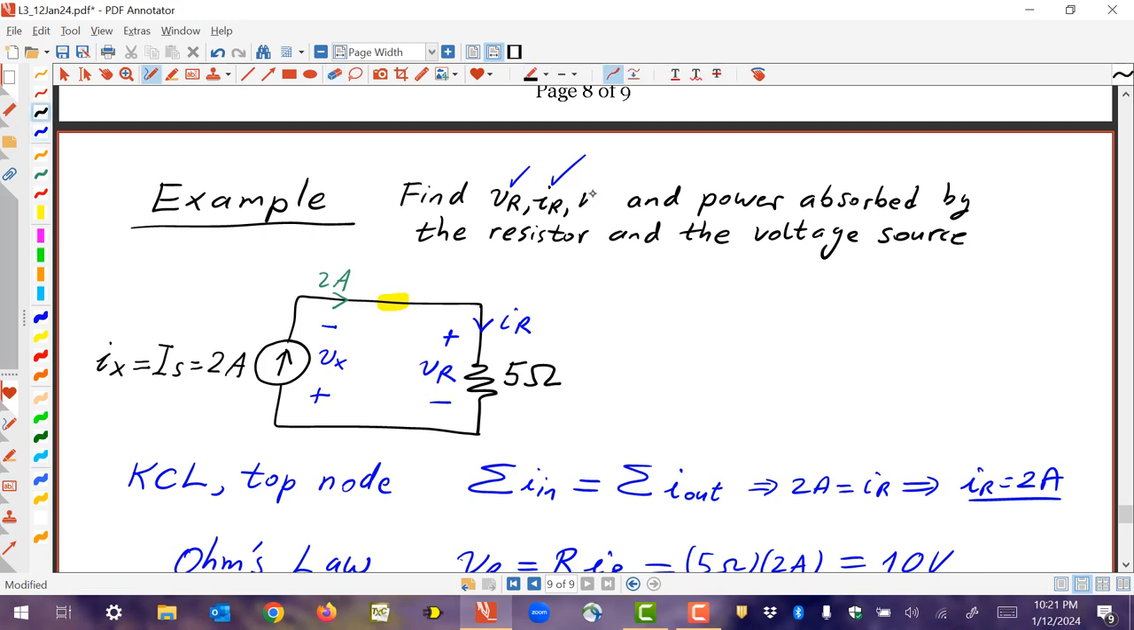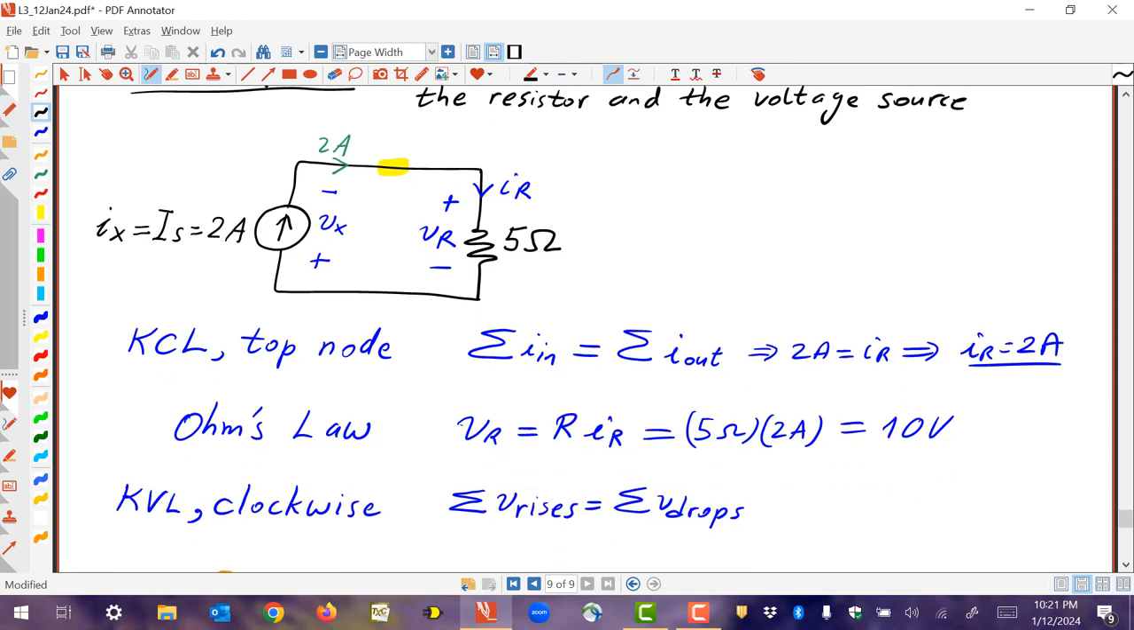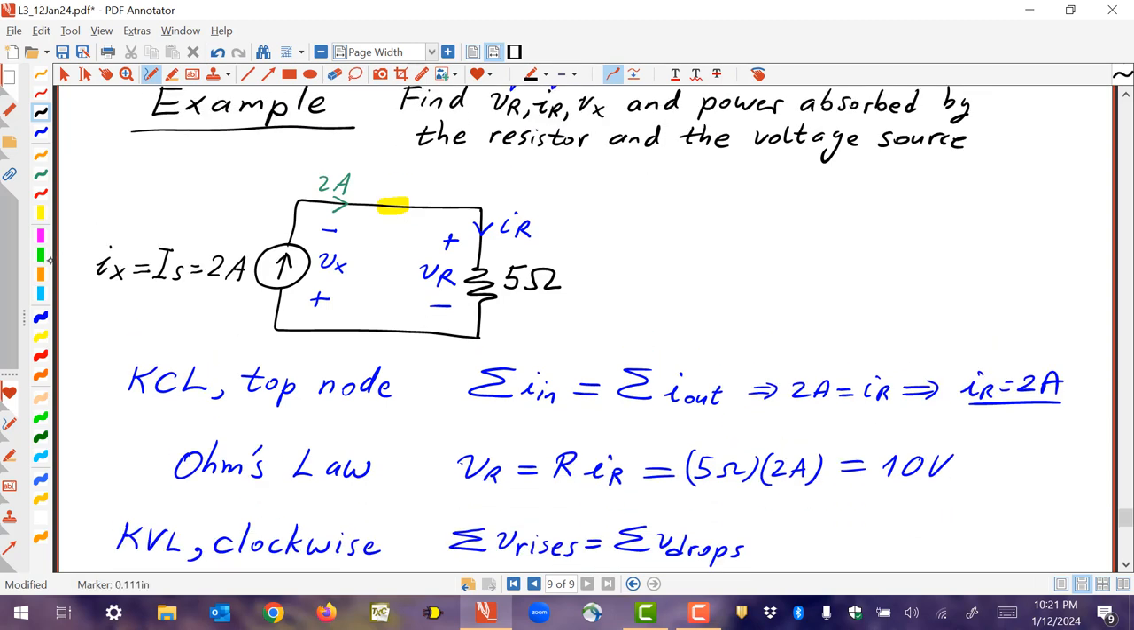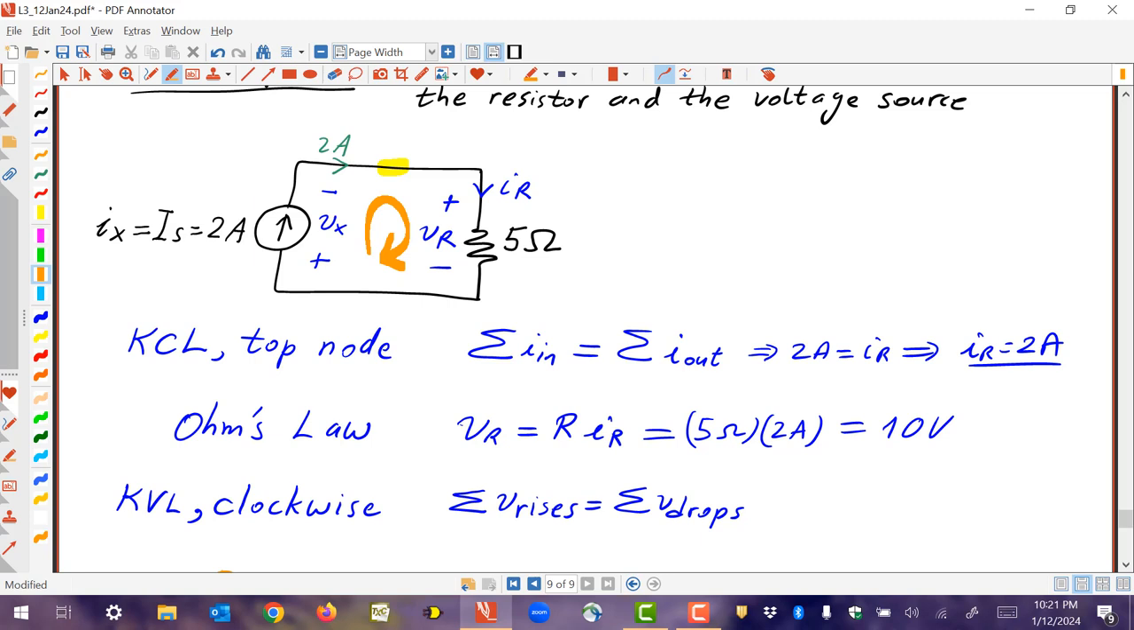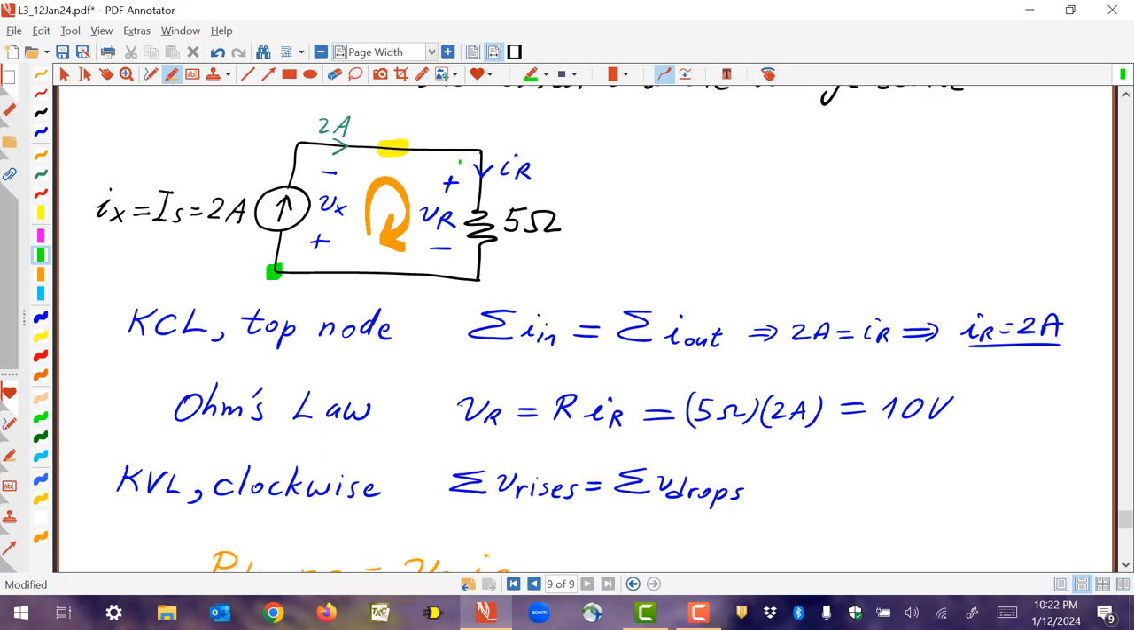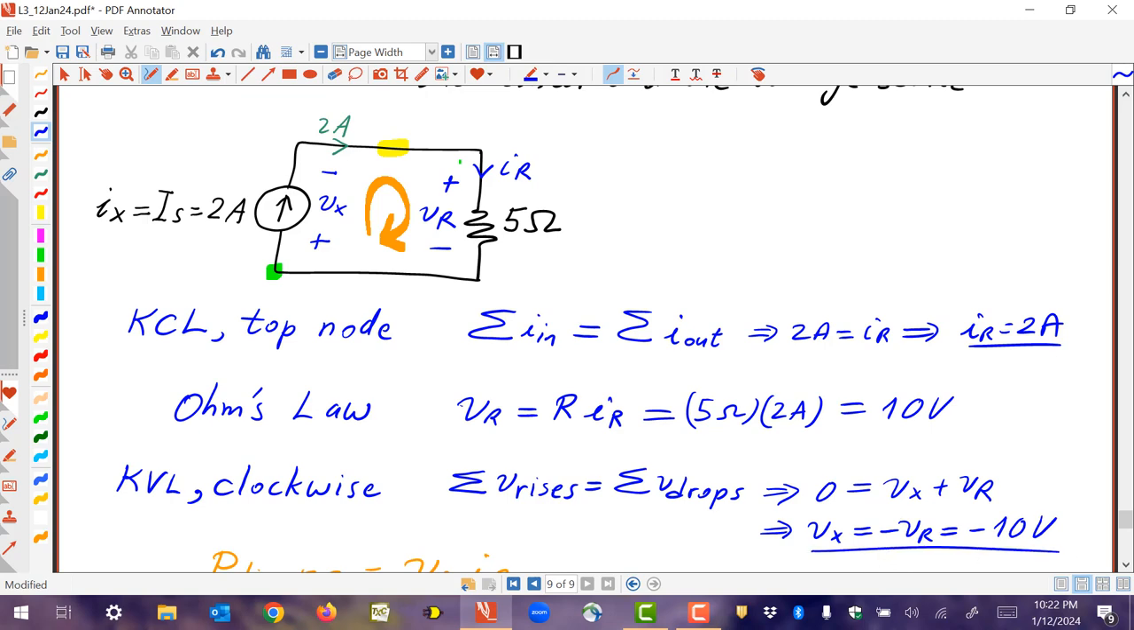So let's just calculate VX here. VX we'll calculate by doing a loop, right? Going around a loop this way, we'll do rises equal to drops. Start anywhere you like, for example, start right here. If you go clockwise, you go plus to minus, drop Vx, and then plus to minus, drop Vr. So those both are drops. There are no rises. So this gives you 0 equals Vx plus Vr. In other words, Vx is equal to minus Vr, which is equal to minus 10 volts. So now we calculated Vx.